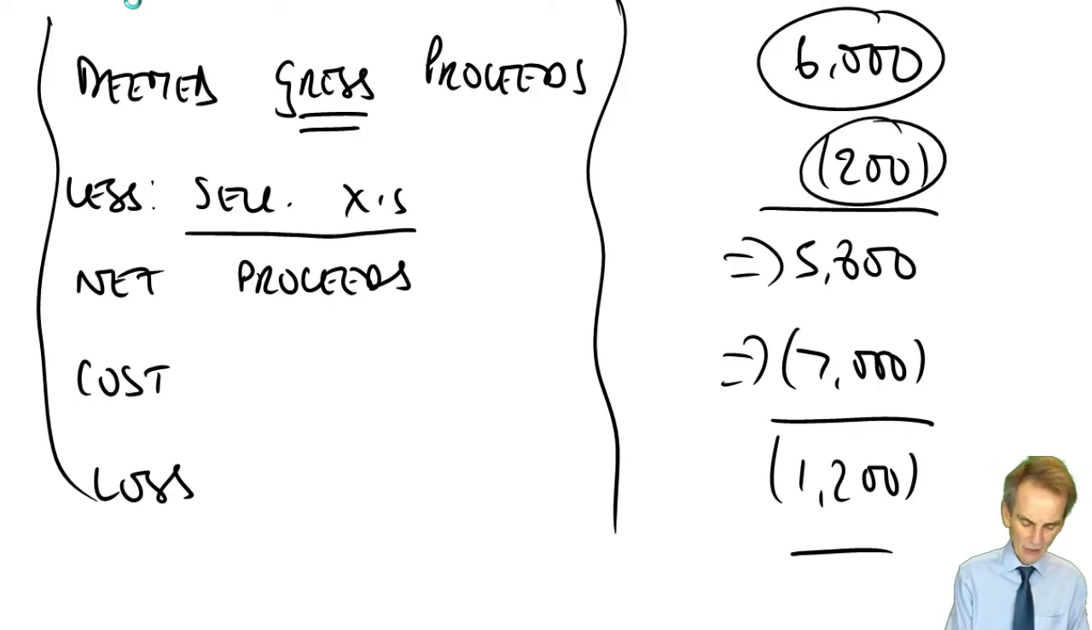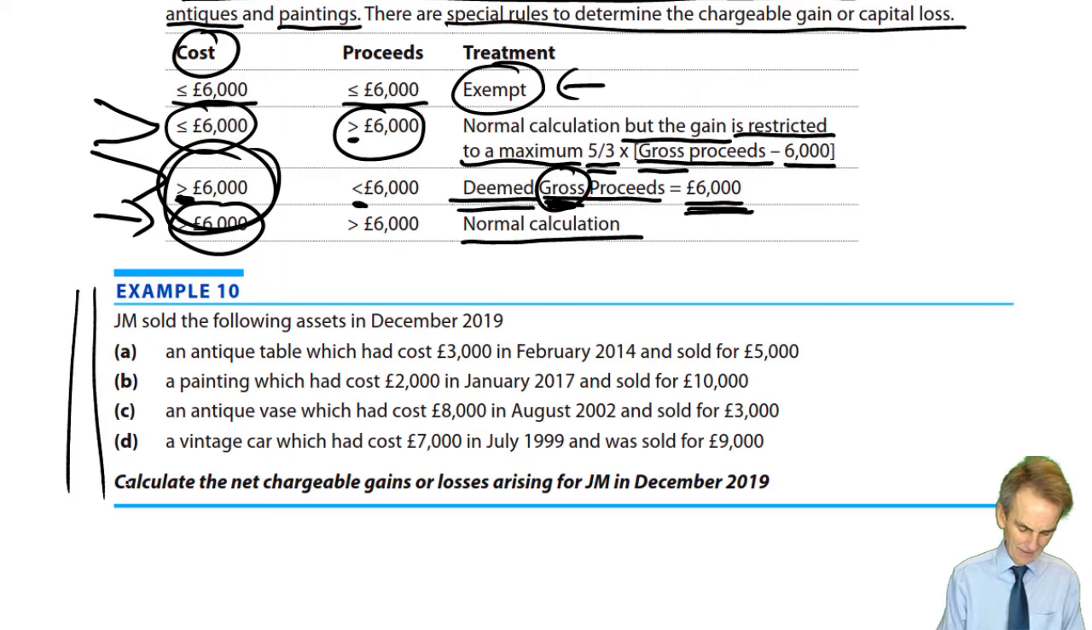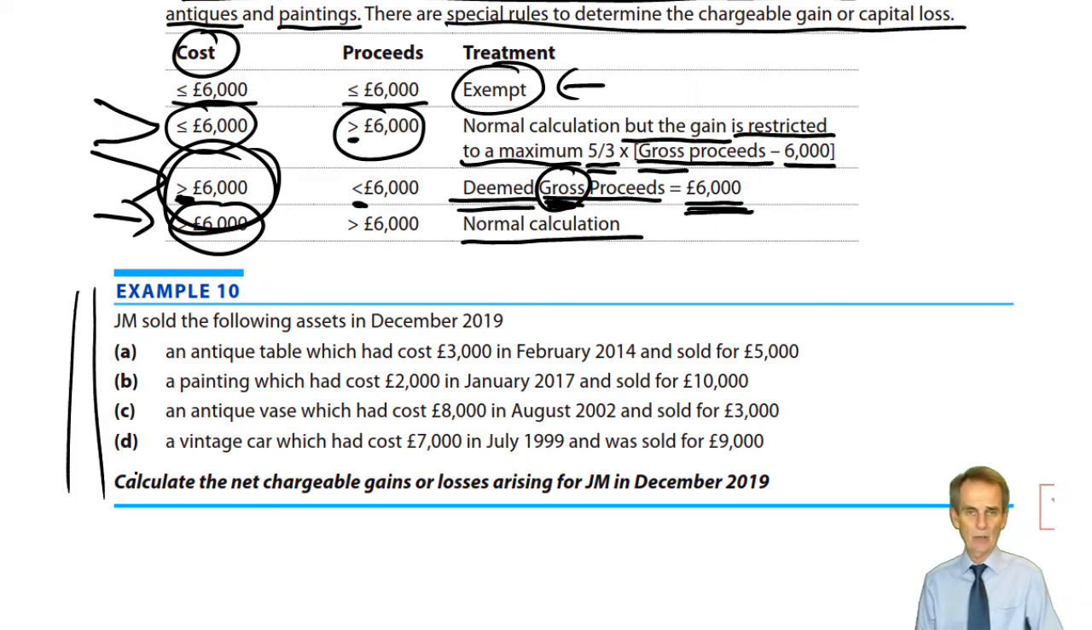Okay, there's our rules in relation to chattels. You've got example 10 here with a series of scenarios to deal with, some 4 individual disposals. I'd like you therefore to pause at this particular point and have a go through example 10, and then we'll do a quick review of what we see in there.